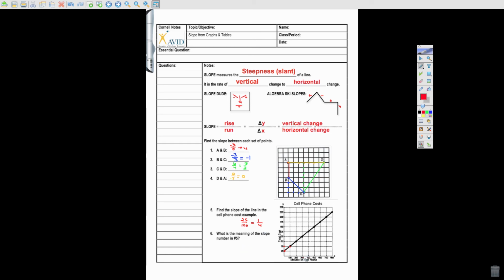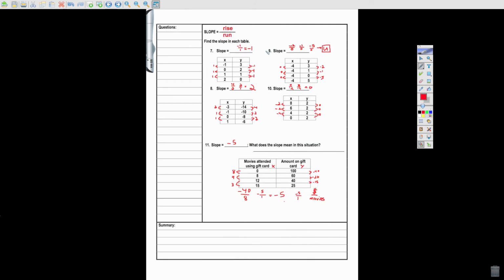What does that mean in this problem? The x-axis is the total minutes on the cell phone, and the y-axis is the total cost. So basically what this means is it was $25 for 100 minutes, which reduces down to $1 for every 4 minutes. That's what that would mean.